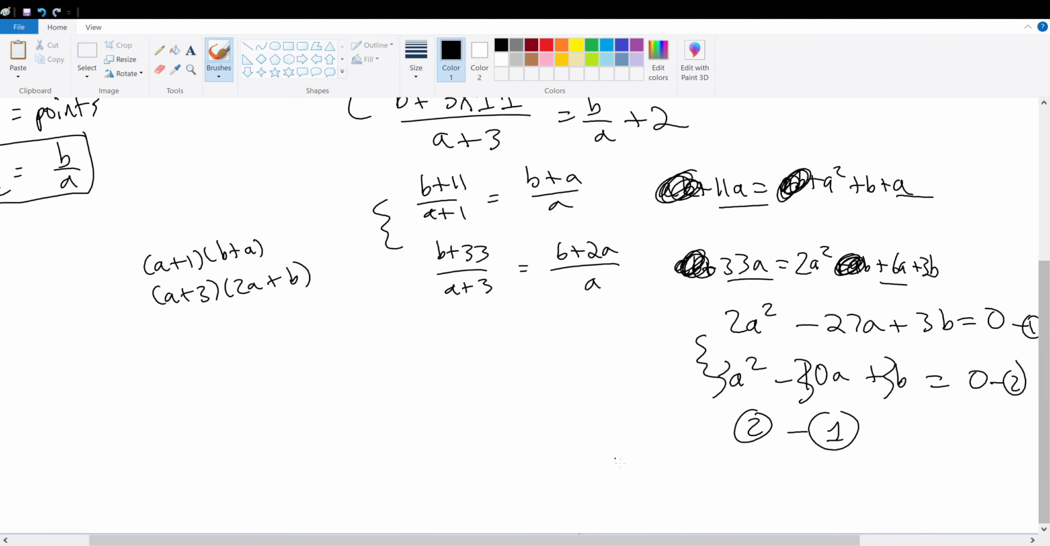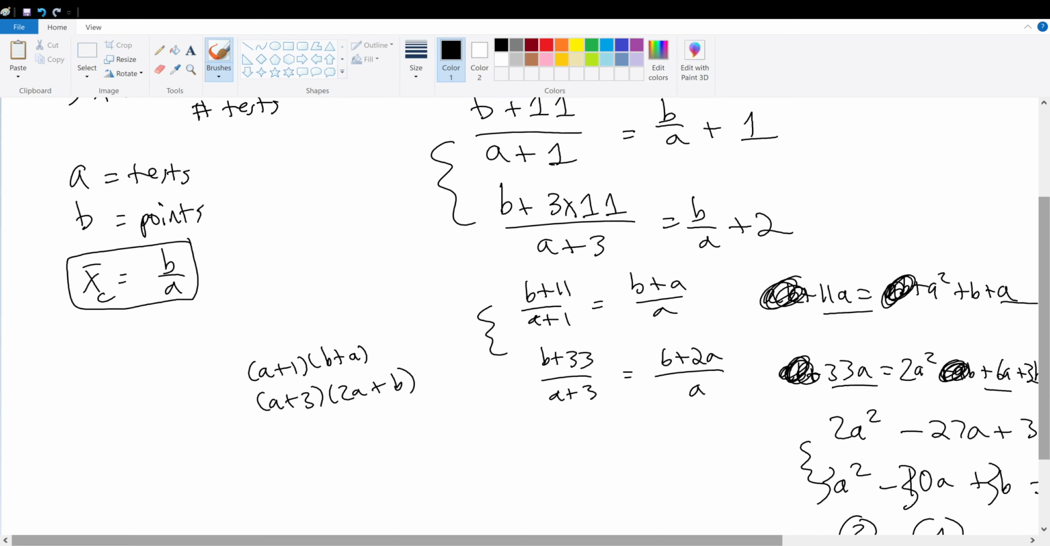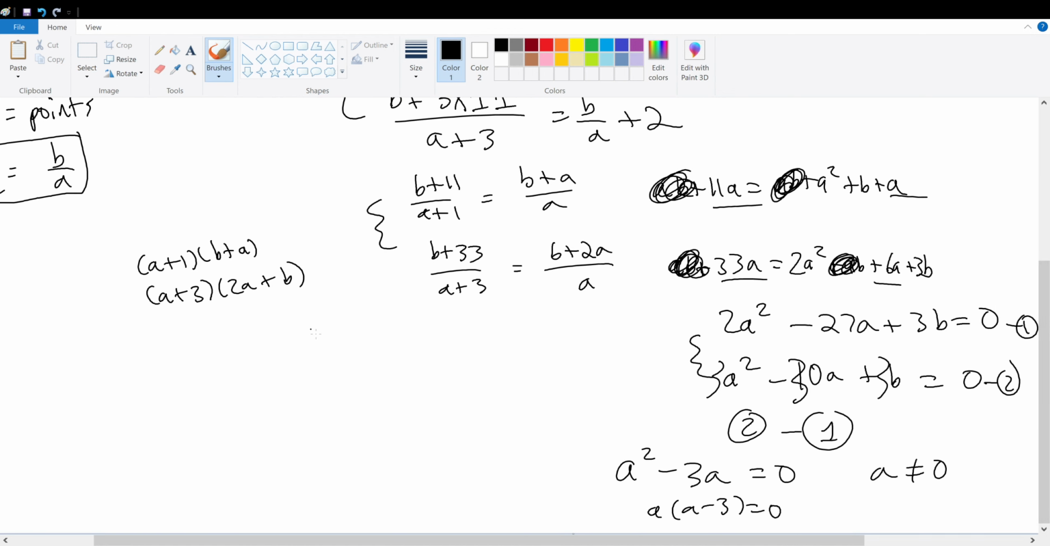If we get rid of the B term, we're left with A squared minus 3A equals 0. Therefore, A times A minus 3 gives 0. A obviously cannot be 0, because what have we defined A to be? We defined A to be the number of tests. Obviously, she can't have taken 0 tests. So A is out. That means A must be equal to 3.